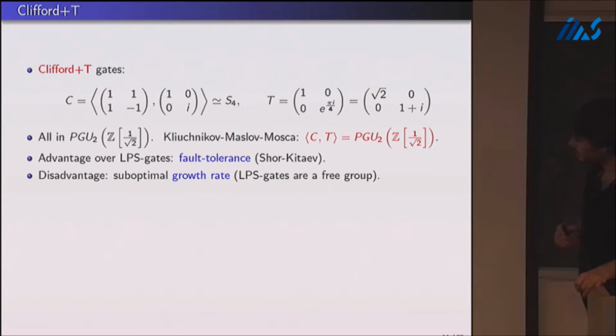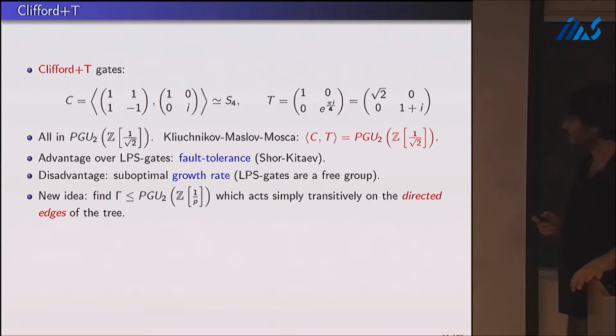But they have a disadvantage: the growth rate is far from being optimal. You remember that the generators you get from LPS generate a free group, so you get as many elements as you can hope for. But whenever you have a free group, you'll never have a finite order element. So you need to make some compromise.